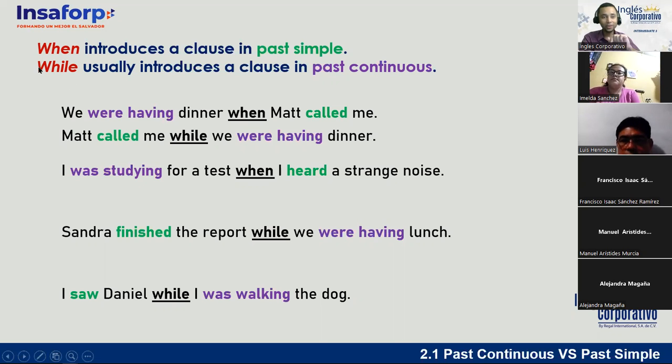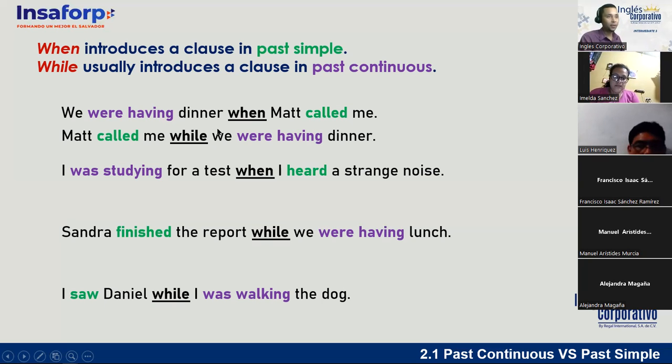Cuando vea while, lo más normal va a ser que lo que siga esté en past continuous. Se puede ocupar when también para introducir una frase en past continuous, pero es más común utilizar while. Así que when, por lo general, va antes del past simple, y while, por lo general, va antes del past continuous. Aquí tenemos unos ejemplos.